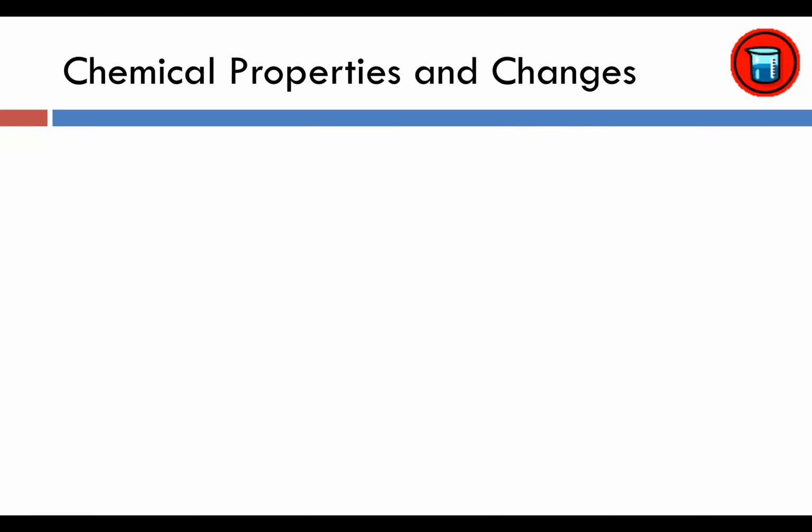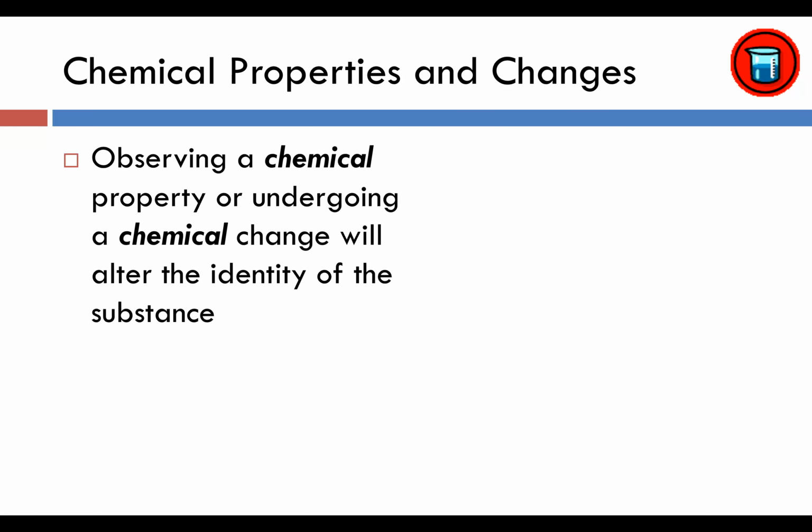Let's talk a little bit about chemical properties and changes. Observing a chemical property or undergoing a chemical change will alter the identity of a substance. If I want to observe a chemical property, I have to test it. For example, I might not know if something would react with acid or if something is flammable just by looking at it. I have to go through and subject that chemical to acid or try to light it on fire to test its reactivity or flammability.